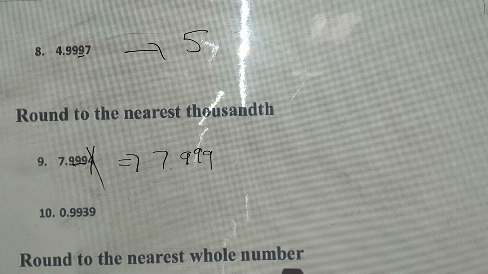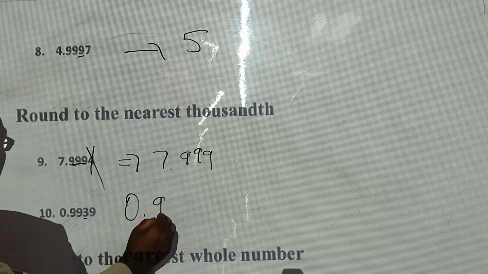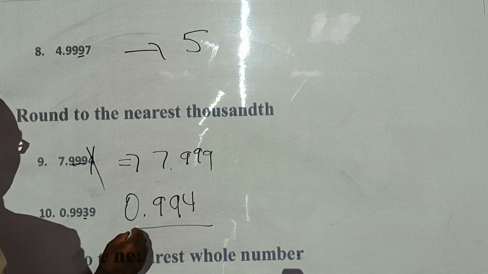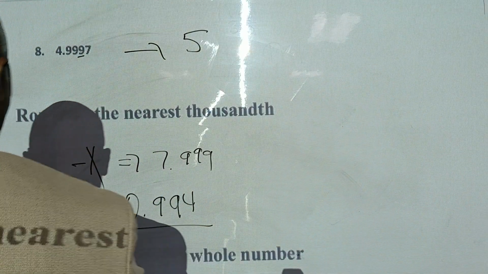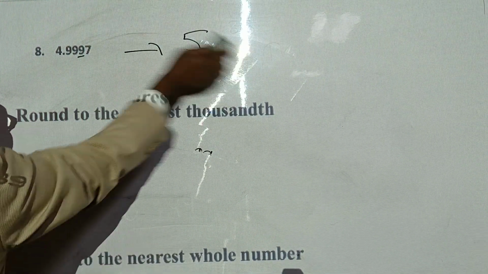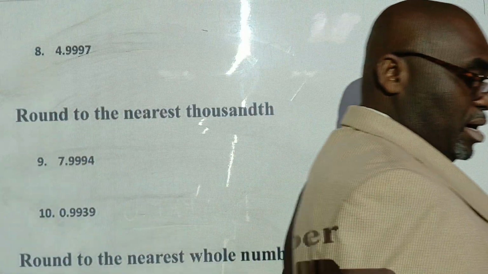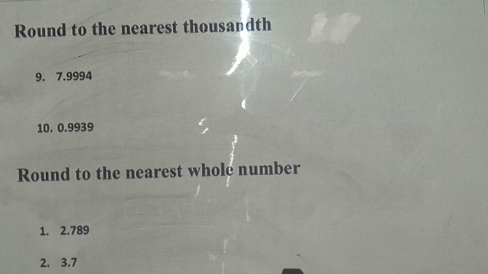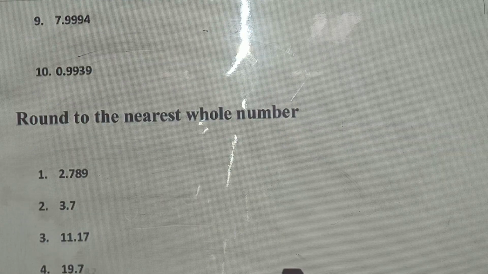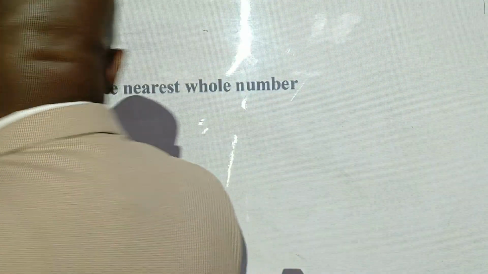So let's look at number 10. Our thousandth place is 3. The number after that is 5 or more. So I'll do 0.994. All right. So let's now round to the nearest whole number. That's where we will stop today. If you want to learn more about how to multiply a fraction, how to convert, multiply, or adding or subtracting, we can do that another day.